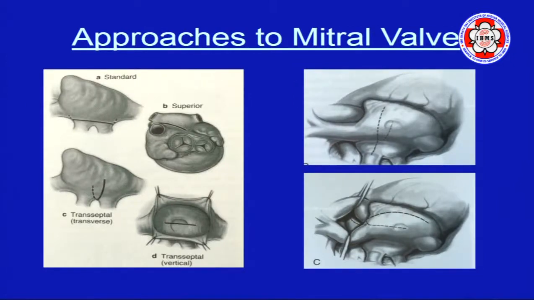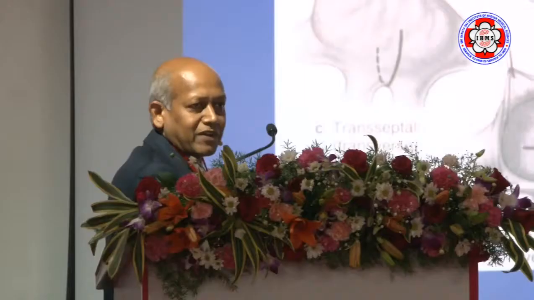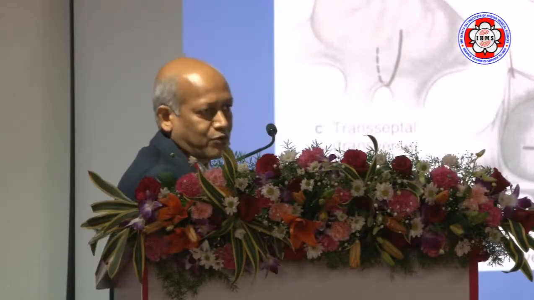The other approaches: this is what they use at Montefiore in New York City, which is a left atrial dome approach, a superior approach. I've used this biatrial septal transverse incision, and also a vertical transseptal incision. And this is a biatrial superior approach. In this, you almost always knock off the SA node artery, so you have a significant arrhythmia, so it's not my preferred approach.